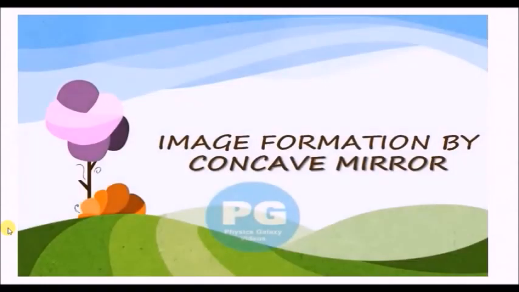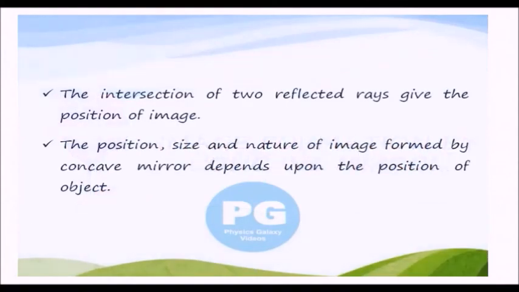The position and nature of image, formed by a concave mirror, depends upon the position of object. There may be 6 positions of the object. So, 2 points remember. The intersection of 2 reflected rays gives the position of image. The position, size and nature of image formed by concave mirror depends upon the position of object.